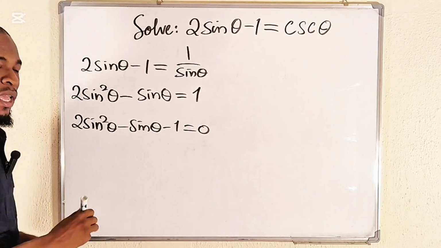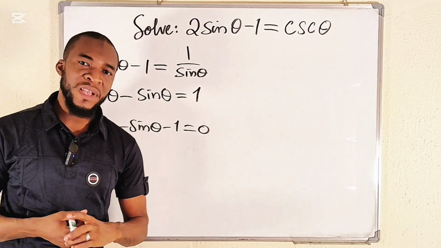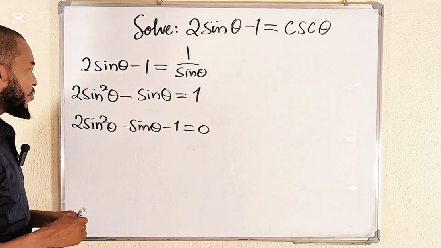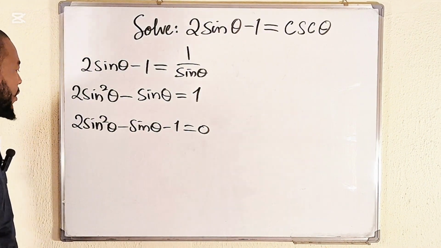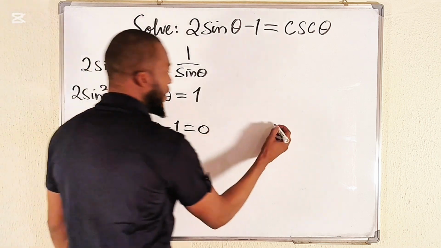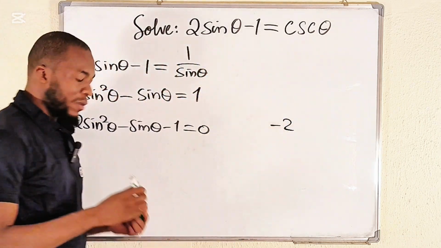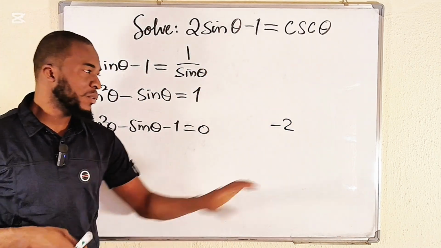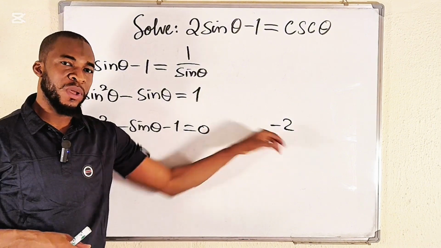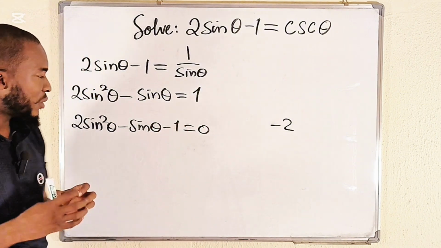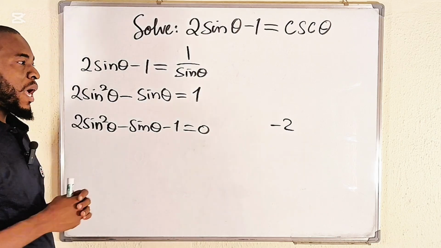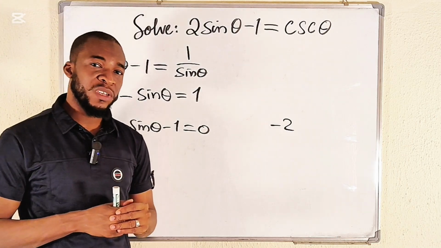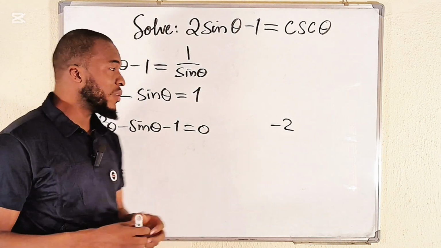Now we have a quadratic equation in terms of sine theta, which can be factorized. Just take the leading coefficient and multiply by the constant term. 2 times negative 1 is negative 2. Now you think of two numbers which when you multiply them together, you get negative 2. The moment you add those two numbers together, you get the coefficient of sine theta, which is negative 1. And the numbers are negative 2 and positive 1, or 1 and negative 2, all the same.